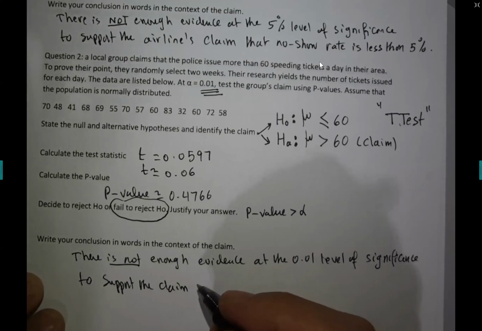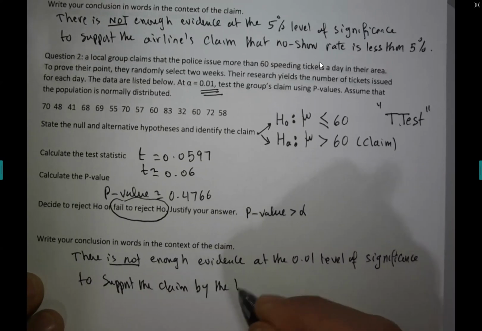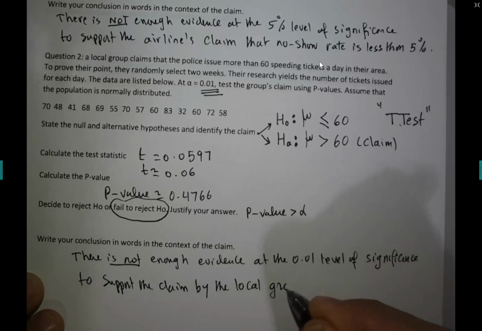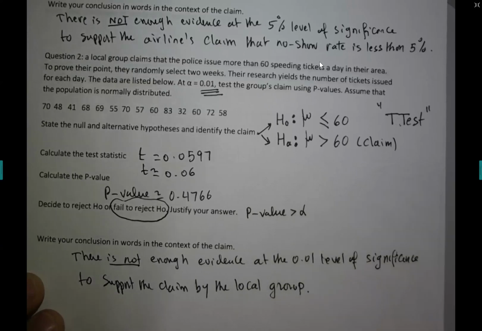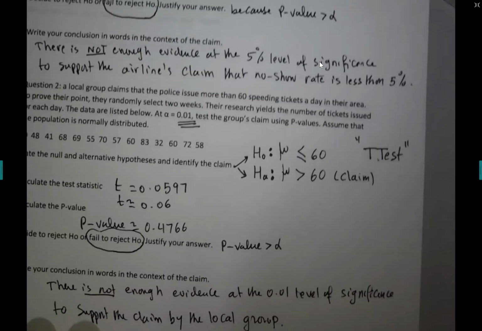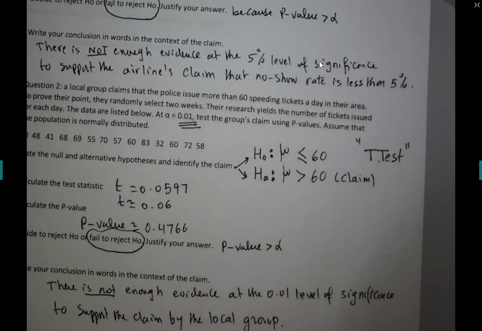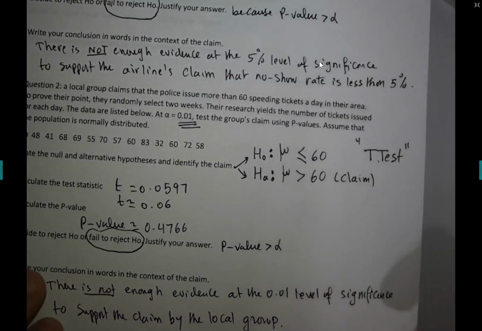The claim that the police by the local group. They claim that the police issues more than 60 tickets a day. Well, we couldn't support that. So then they lose the case, guys. When you cannot support your claim, you lose the case, because in order to verify a claim, you must be able to collect enough evidence to support it. Okay, so that's one.